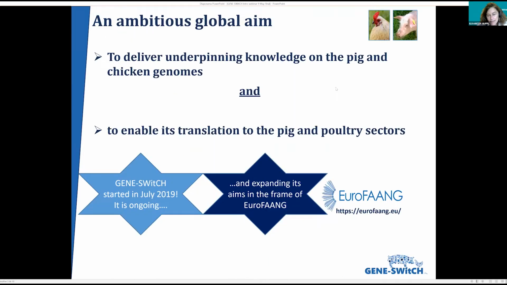GeneSwitch has an ambitious global aim, which is made of 2 components. We want to deliver underpinning knowledge on the pig and chicken genomes and to enable its translation to the pig and poultry sector. So it's really a step forward from the simple annotation of genomes. We started in July 2019. Work is ongoing, and as you may have heard in other presentations or events, we are also connected to other H2020 projects and expanding our aims in the frame of EuroFAANG. You see the website as a reference.